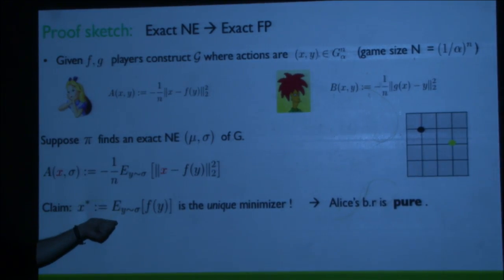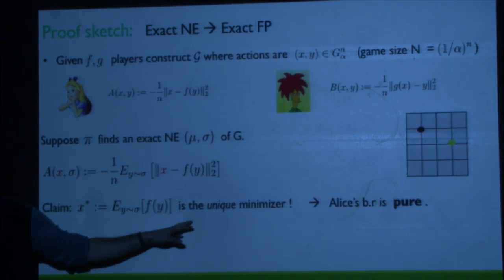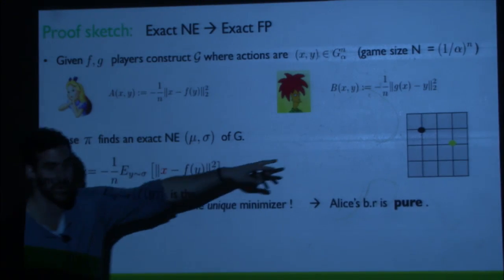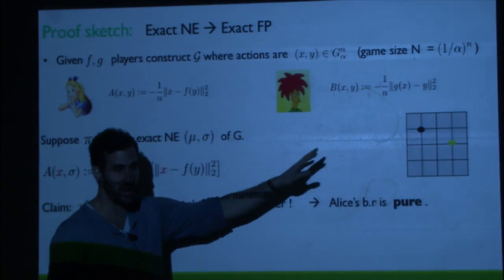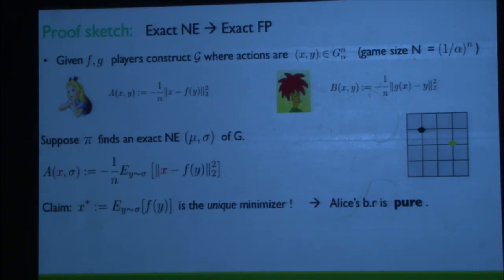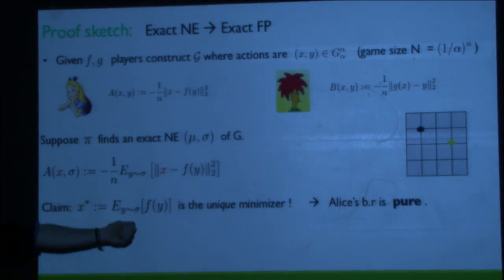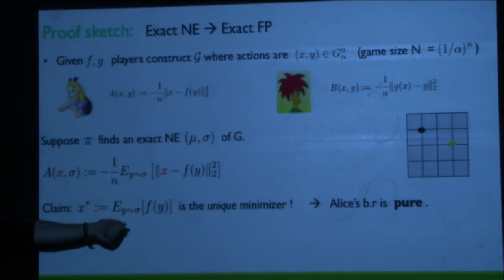So I'm slightly cheating here, right? Because this point might not actually lie on the grid. This is where the approximation factor comes into play. But let's take this leap of faith. If you believe this point actually lies on the grid, Alice's best response is to choose this point.